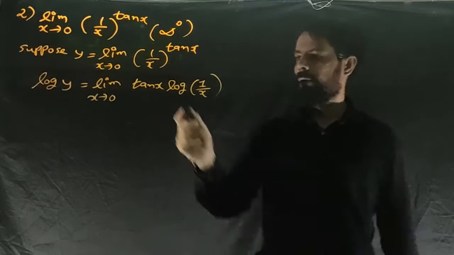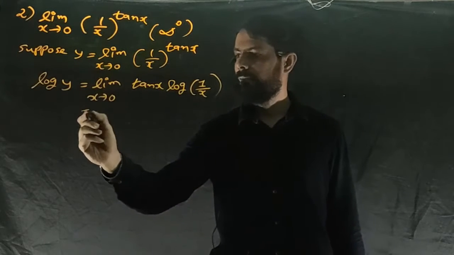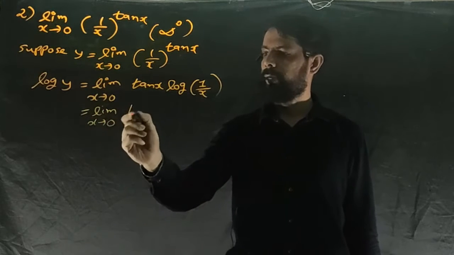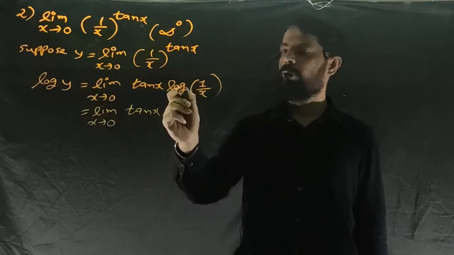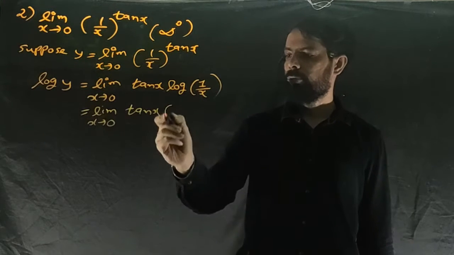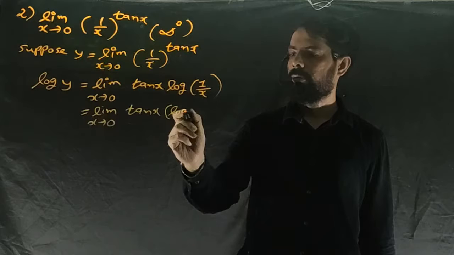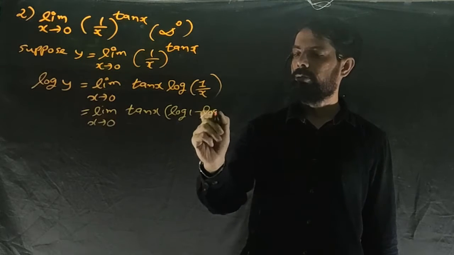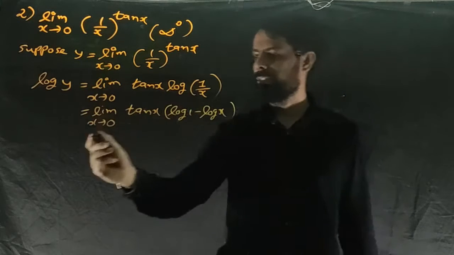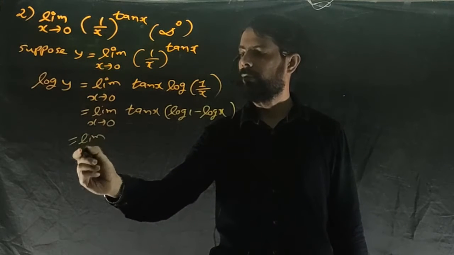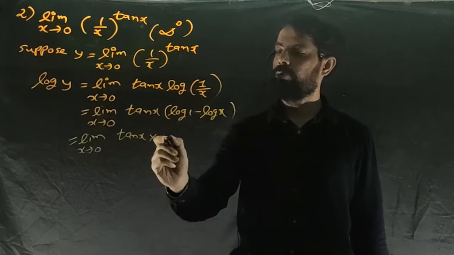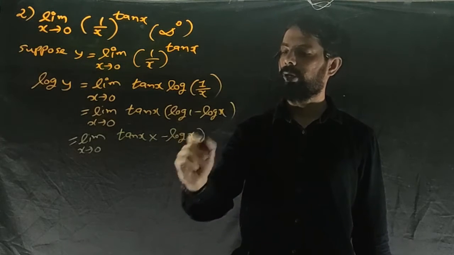Now if we simplify this, then it will be limit x tends to 0, tan x, and log a by b, that is log a minus log b. So this will be log 1 minus log x, and the value of log 1 is 0. So this can be written as limit x tends to 0, tan x into minus log x.